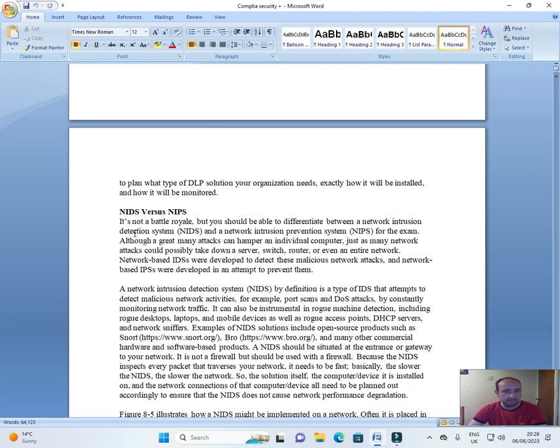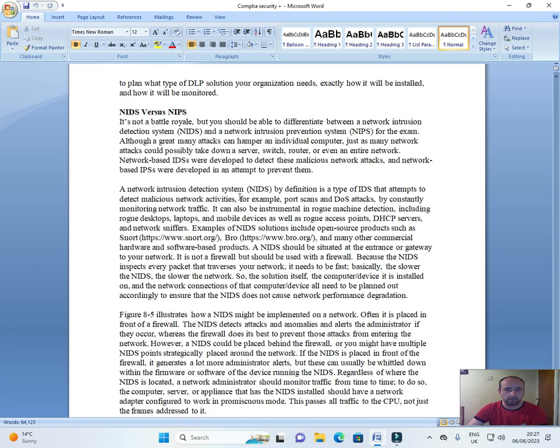NIDS versus NIPS. It's not a battle royale, but you should be able to differentiate between a network intrusion detection system (NIDS) and a network intrusion prevention system (NIPS) for the exam. Although a great many attacks can hamper an individual computer, just as many network attacks could possibly take down a server, switch or router, or even an entire network. Network-based IDSs were developed to detect these malicious network attacks, and network-based IPSs were developed in an attempt to prevent them.